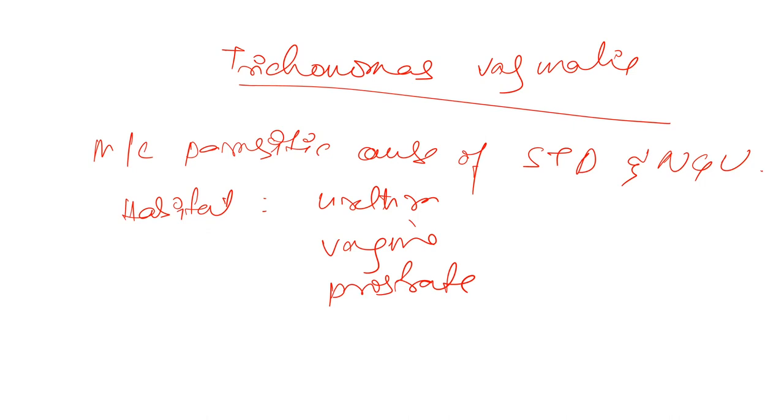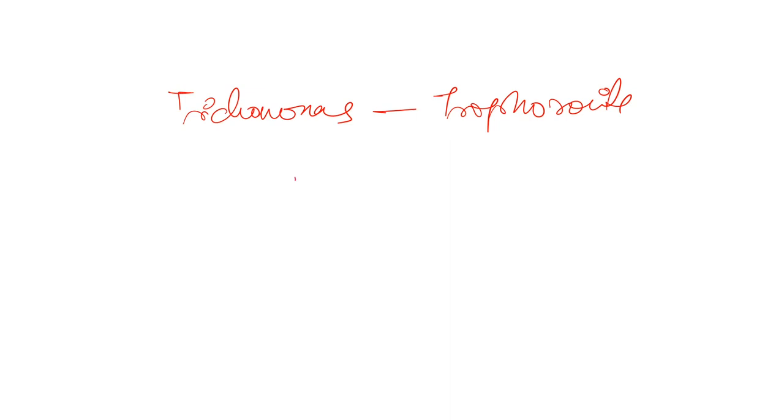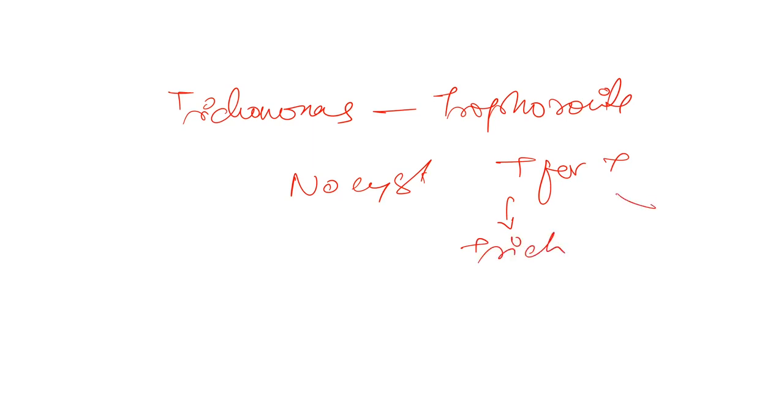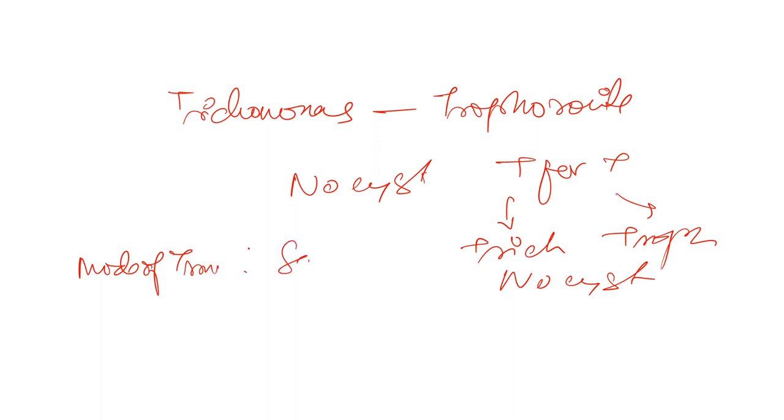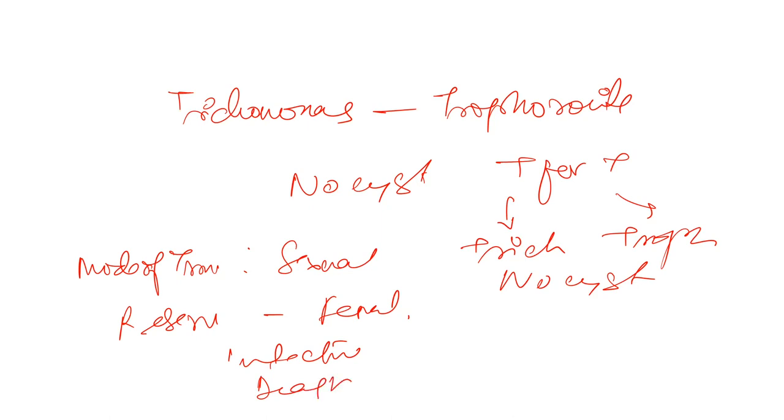Trichomonas has only trophozoite. No cyst stage is present. T, Trichomonas has only trophozoite. No cyst is there. Mode of transmission is sexual. Reservoir are the females, and infective and diagnostic stage is the trophozoite. Okay, fine, let's see next.